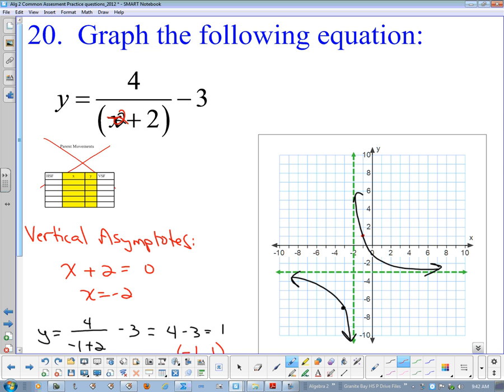Horizontal asymptote. Remember, if this were not here, it would be 0. But since this is down 3, the horizontal asymptote will move down 3.